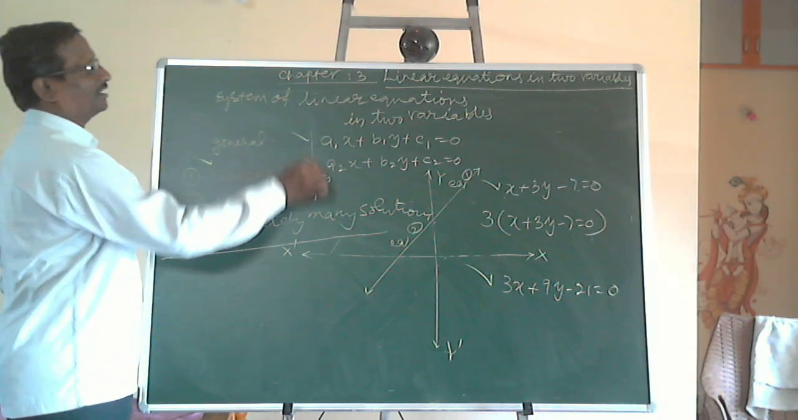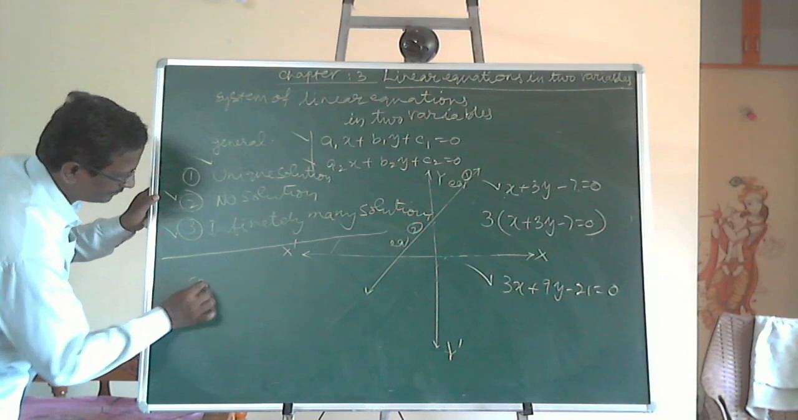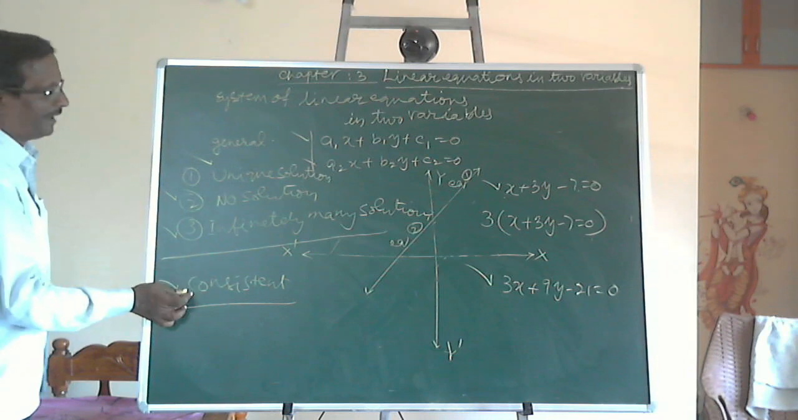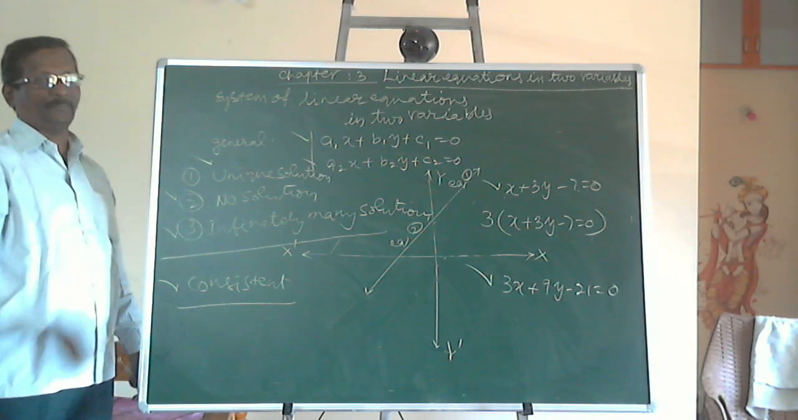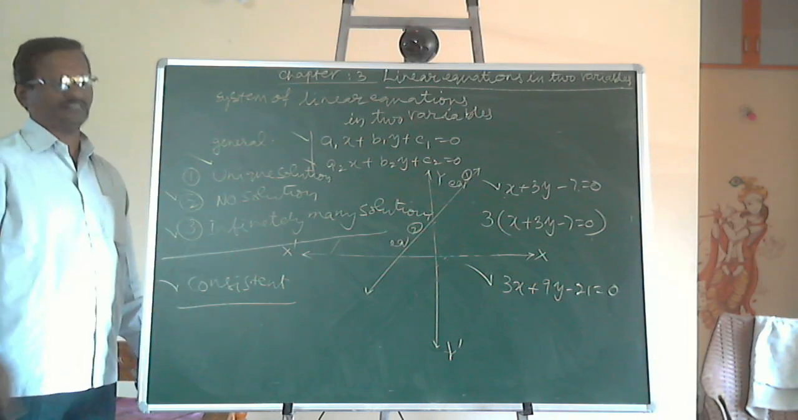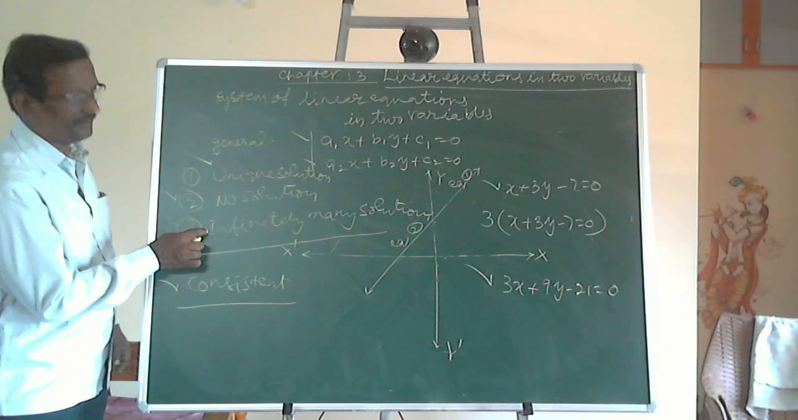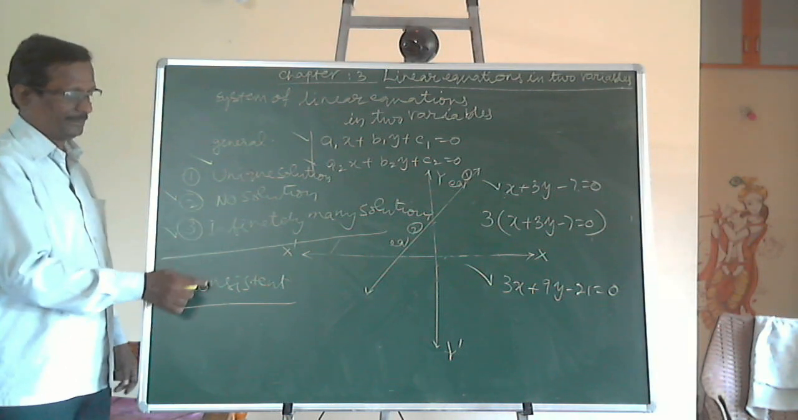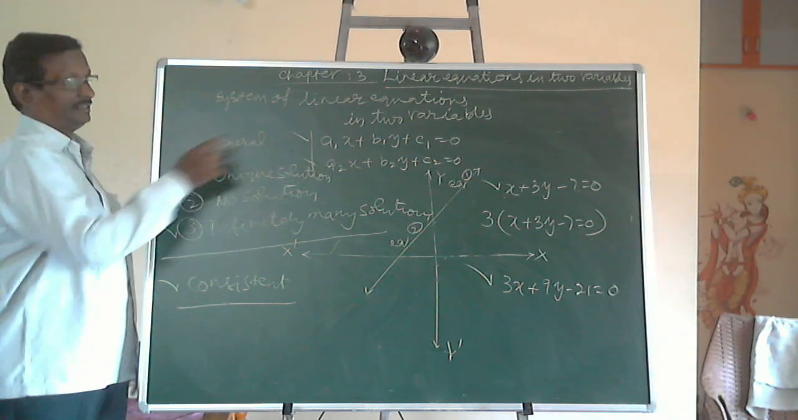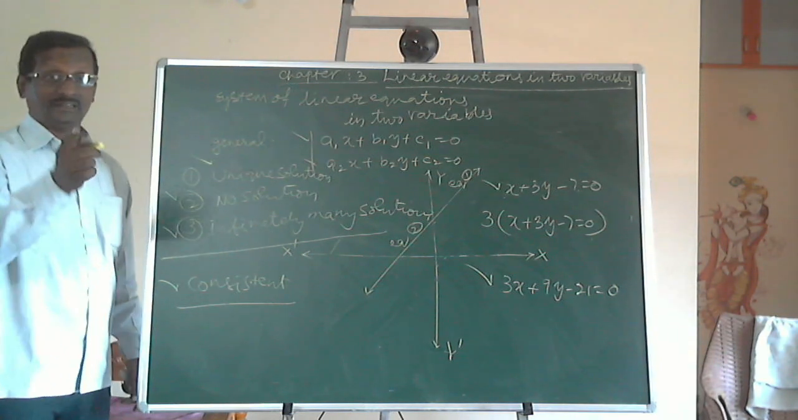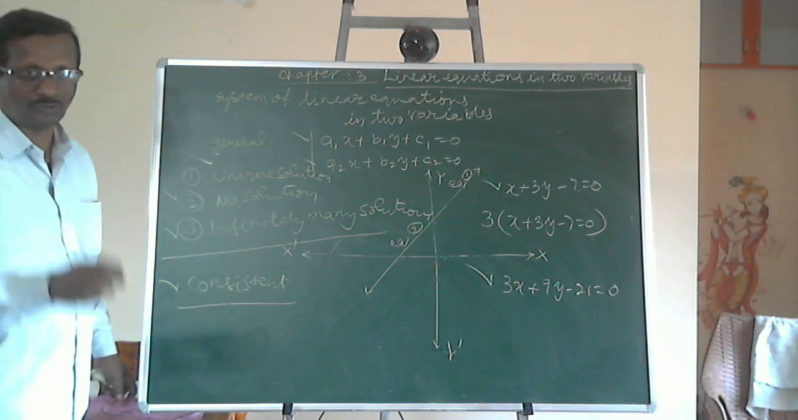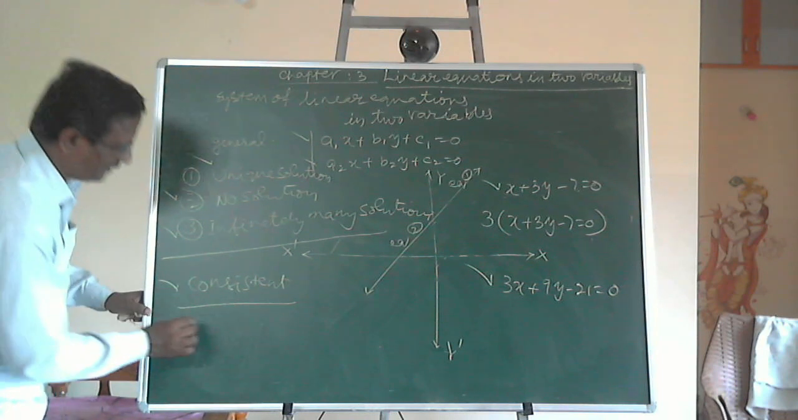If the system of linear equations is consistent, then the system may have either a unique solution or infinitely many solutions. If the system has a unique solution, we can say the system is consistent. If the system has infinitely many solutions, then also we can say the system is consistent. But if the system is representing parallel lines, then we say the system is inconsistent. In case of parallel lines or in case of no solution, we say the system is inconsistent.